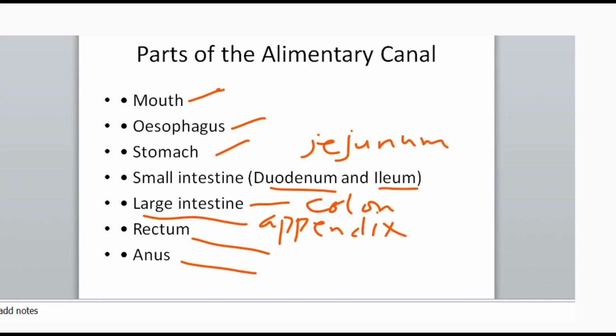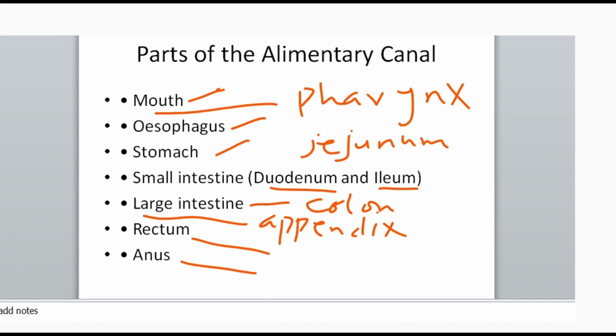These are the basic parts. I can also decide to add the pharynx here. The pharynx is also a part of the passage of food in the alimentary canal. So these are the parts that make up the alimentary canal of man as a case study of mammals.